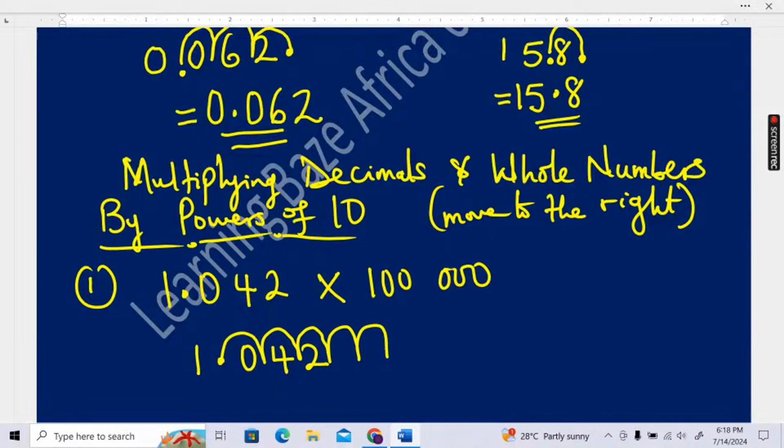Now, wherever you stop counting, that's where the decimal point should be. Right now, our decimal point has been shifted outside, which means we won't be having decimal points in this answer. So in these empty spaces, fill them up with zeros. So the final answer is 104,200. The decimal point has been shifted out.